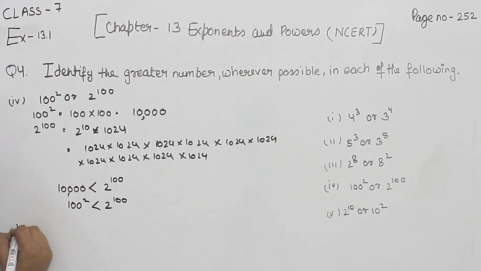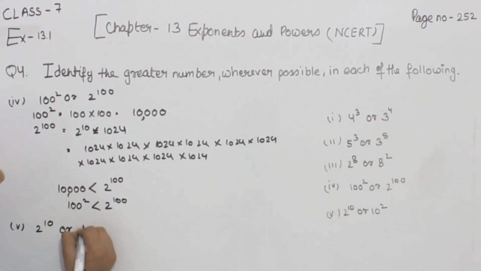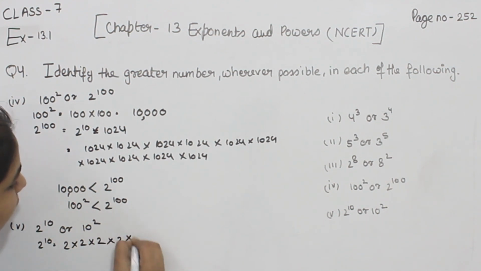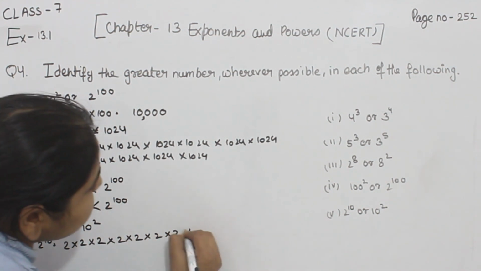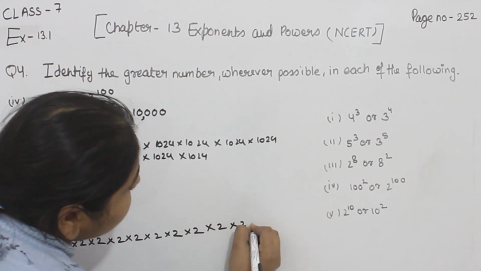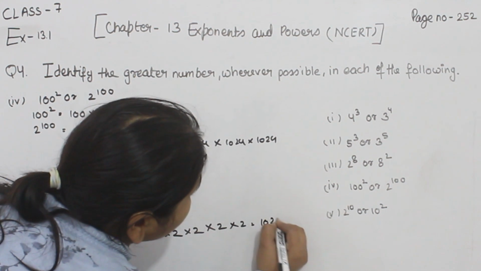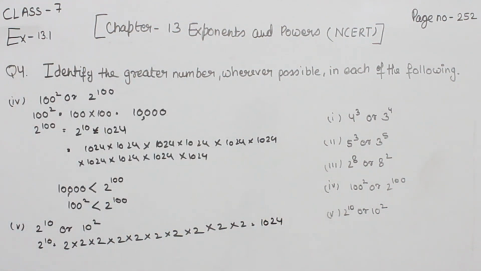Now coming to the part 5. In the part 5, we have 2 to the power 10 or 10 to the power 2. Now 2 to the power 10 means we are going to multiply 2 by itself 10 times: 1, 2, 3, 4, 5, 6, 7, 8, 9, 10. If we multiply 2 by itself 10 times, then this will be equal to 1024. Now 10 to the power 2 means 10 multiplied by 10. So this one will be 100.